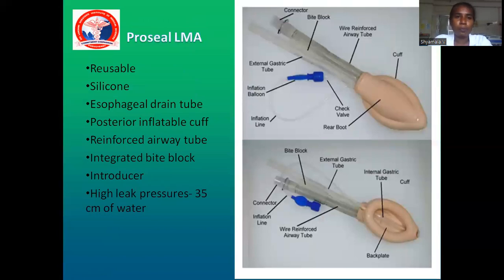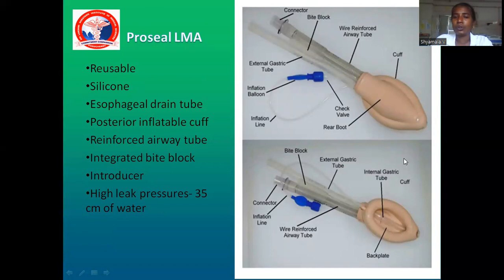Now we are going to the ProSeal LMA. ProSeal LMA is usually a reusable LMA. It is made up of silicone. The main added advantage is that we have one esophageal drain tube. See, you are seeing one hole, no? Through this goes one intragastric tube. You are seeing the parts: the intragastric tube, and this is the cuff, and this is the back plate.